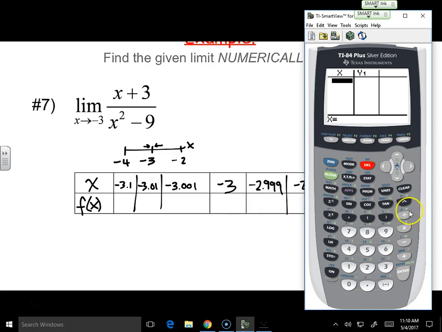So as we go to our graphing calculator, we can go ahead and start with our -3.1. Then we can go to our -3.01. Our -3.001. Then coming from the other direction, -2.99, -2.9. What's going on here?